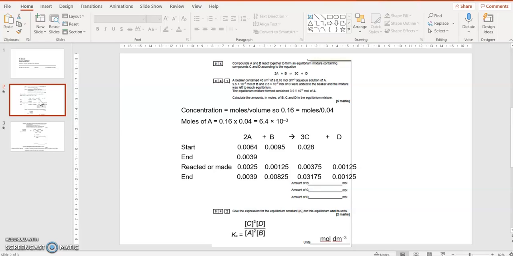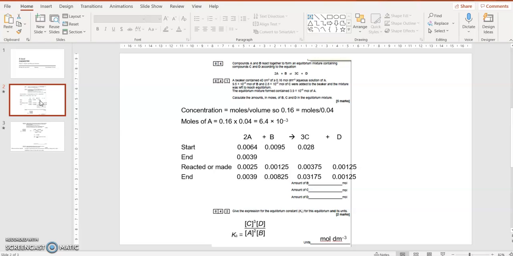3 moles of C and 1 mole of D. So once it reaches equilibrium, that's the point when the speed of the forward and backward reactions are equal, and so are the concentrations of each of the reactants and products when they're no longer changing.